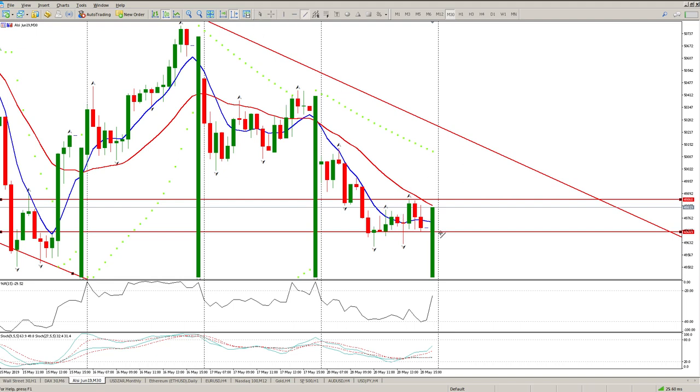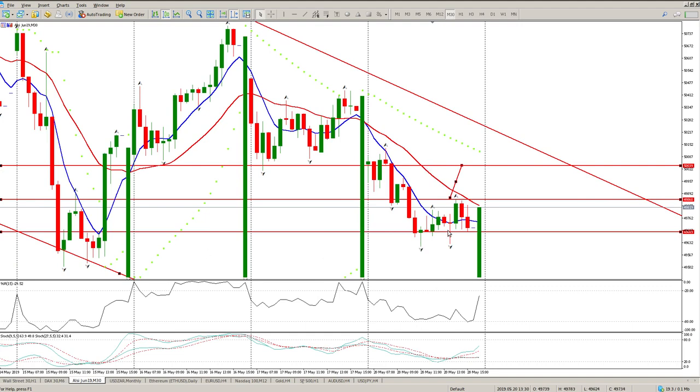And I think what we need to do is just work out the level here. Okay, and that makes sense with these swing lows here. So basically what I'm expecting is a gap up. If we do get above 49,860, then my target is going to be 50,039.